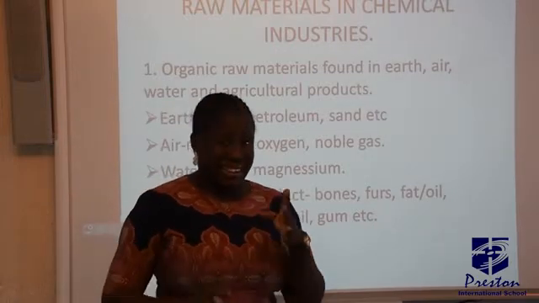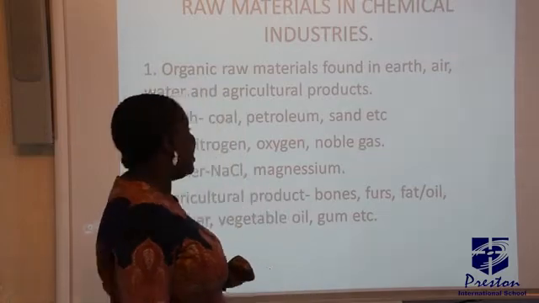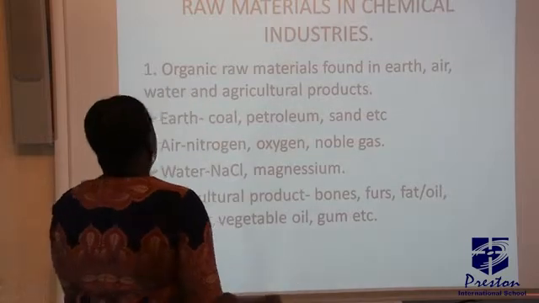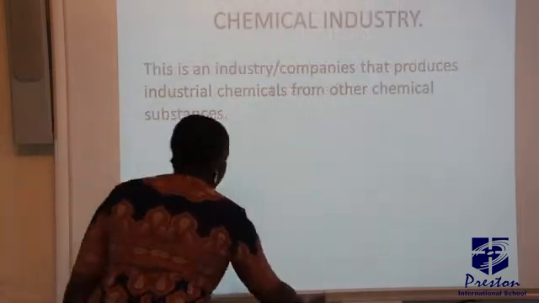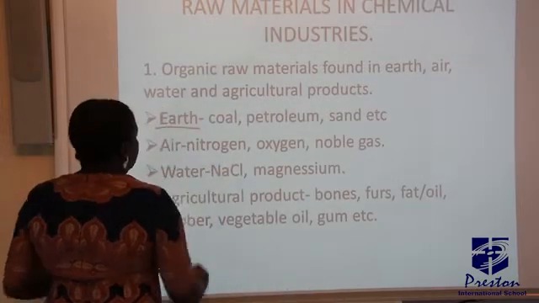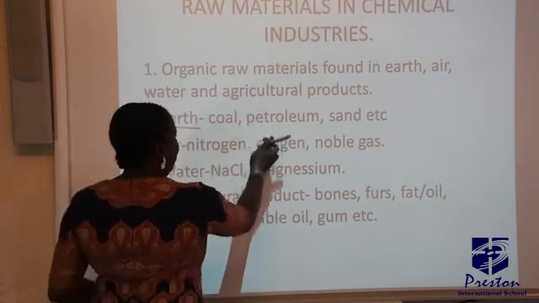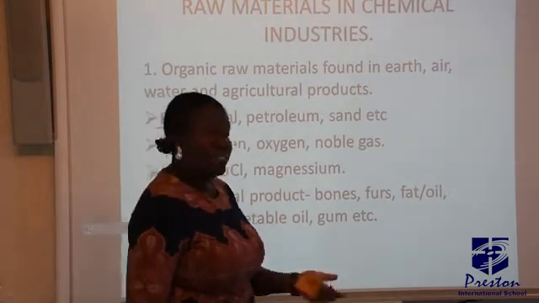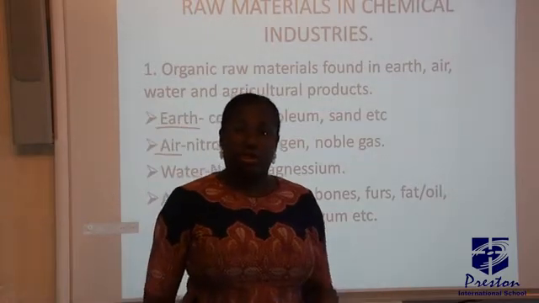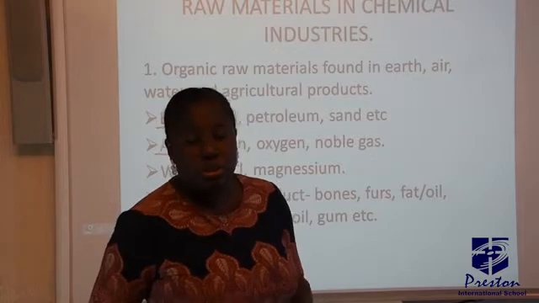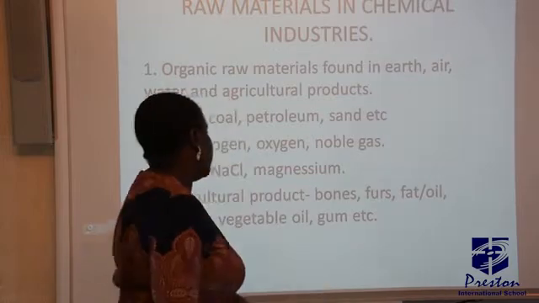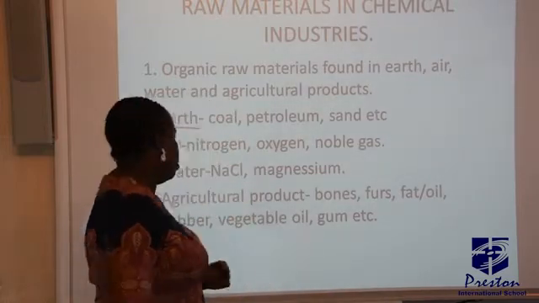The raw materials are divided into two main classes. The first one, they are referred to as the organic raw materials. You find that on herbs. Example of such substances, you have your petroleum, you have coal, you have sand. You get some from the air. Now, during the fractional distillation, you can actually separate that into its various constituents. Thereafter, you can get elements such as nitrogen, oxygen, and you can actually get the noble gases of it too.